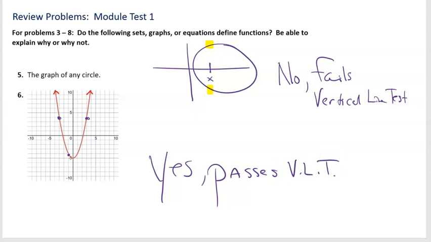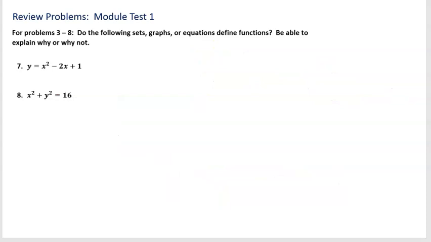Okay? Now here we go again with the same question. But this time I give you an equation. Does the equation define a function? Now, one thing you could do is graph y equals x squared minus 2x minus 1, or the second one, x squared plus y squared equals 16. But that's not what I had in mind. What you should do when you're given an equation is solve for y. So get the y by itself, okay?